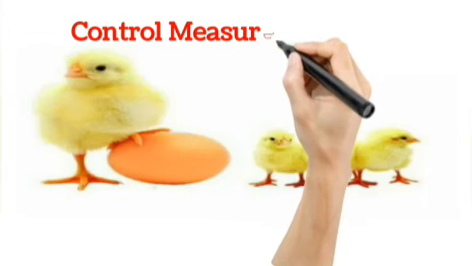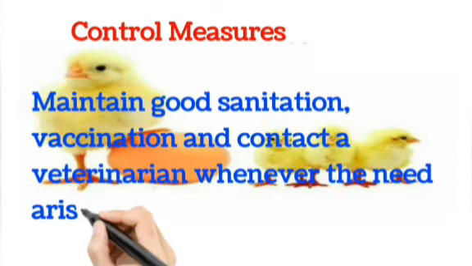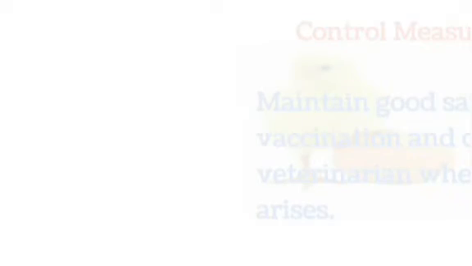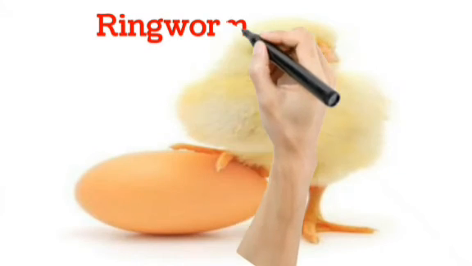What are the control measures? How do we tackle fowl typhoid? You maintain good sanitation, then carry out vaccination on a regular basis, then contact a veterinarian whenever the need arises. Now, when you are using a deep litter system, ensure you change the litter regularly to keep the birds healthy.